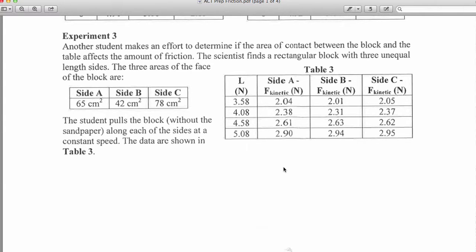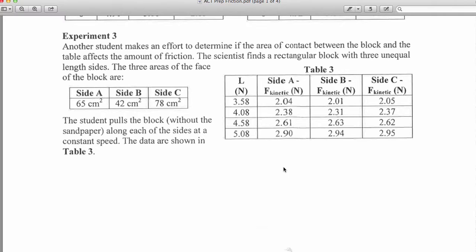Experiment number 3. Another student makes an effort to determine if the area of contact between the block and the table affects the amount of friction. The scientist finds a rectangular block with 3 unequal length sides. The areas of the faces of the block are side A 65 centimeters squared, side B 42 centimeters squared, and side C 78 centimeters squared. The student pulls the block without the sandpaper along each of the sides at a constant speed. The data are shown in Table 3.